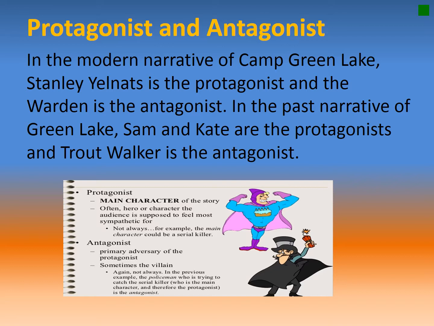In the modern narrative of Camp Green Lake, Stanley Yelnats is the protagonist and the warden is the antagonist. In the past narrative of Camp Green Lake, Sam and Kate are the protagonists and the Trout Walker is the antagonist. And here we have a picture. A hero is generally the protagonist or the main character. Antagonist, someone who antagonizes you, is probably the villain, your nemesis, always bothering you, an adversary. That's how you can remember it. So if you can remember the story of Batman, who is the antagonist of Batman? Yep, you guessed it.